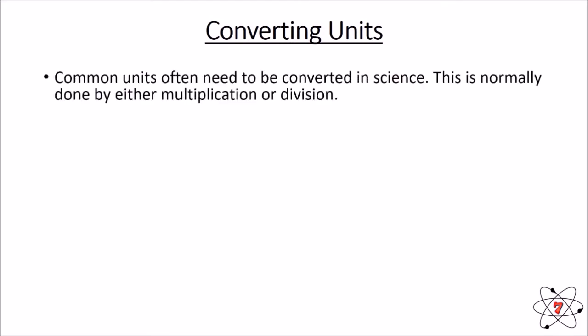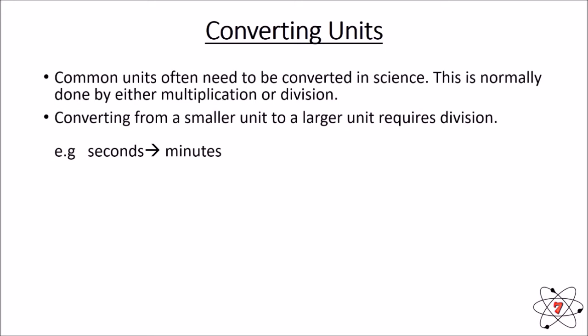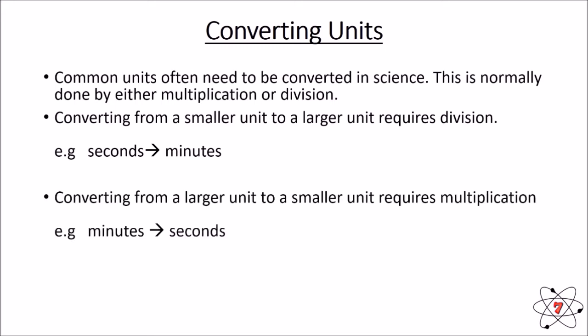A really vital skill is converting units. Common units are often used in science and need to be converted between one and another. It's normally done by multiplication or division. As a rule, converting a smaller unit to a larger unit requires division. So if we want to convert seconds to minutes, we divide. Converting a larger unit to a smaller unit requires multiplication. So minutes to seconds, we multiply.